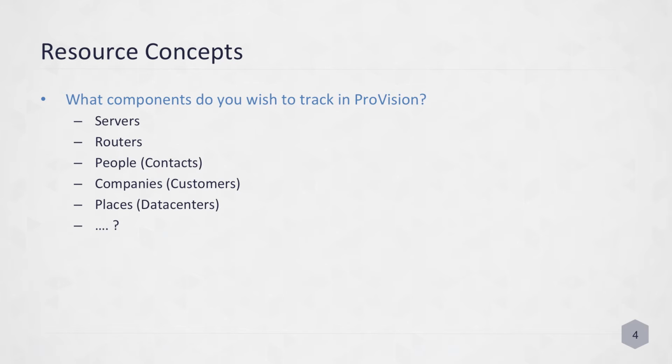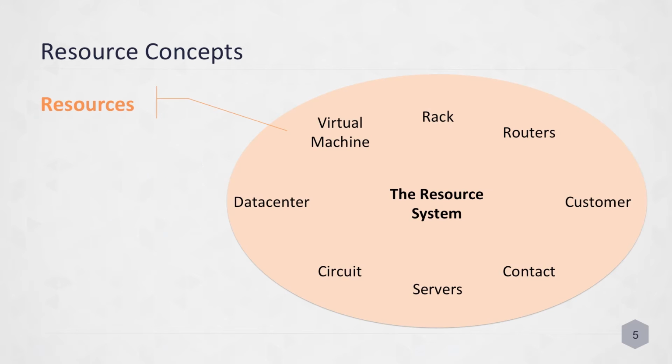First, make sure that you and your internal team have a plan for what sort of components you're currently tracking and what components you wish to track in ProVision. These can be physical assets such as servers and routers, individual people or companies, or places holding your assets such as data centers. In ProVision, these components are called resources. A resource is simply an umbrella term for the components that you're tracking.